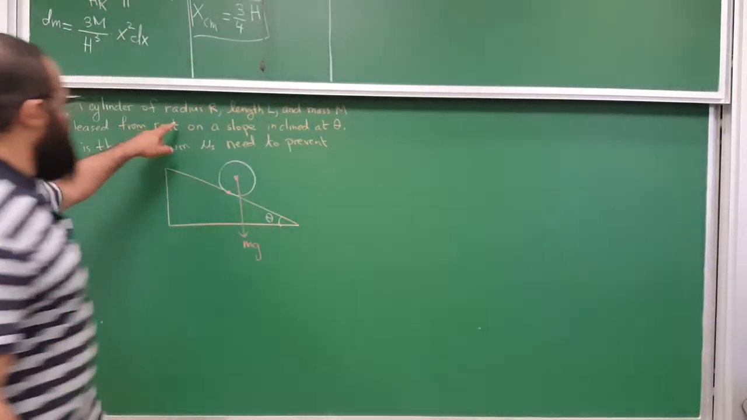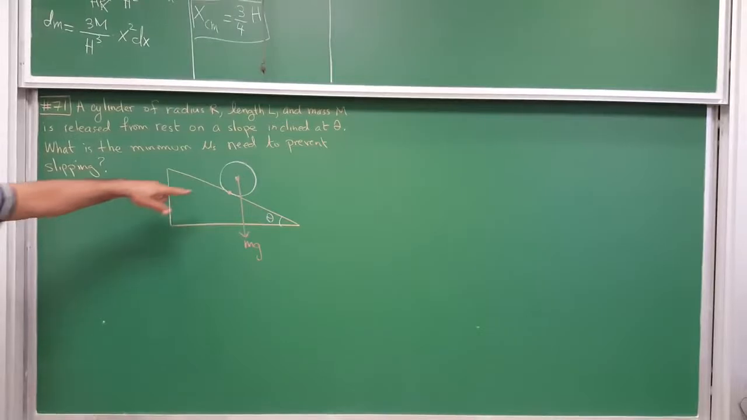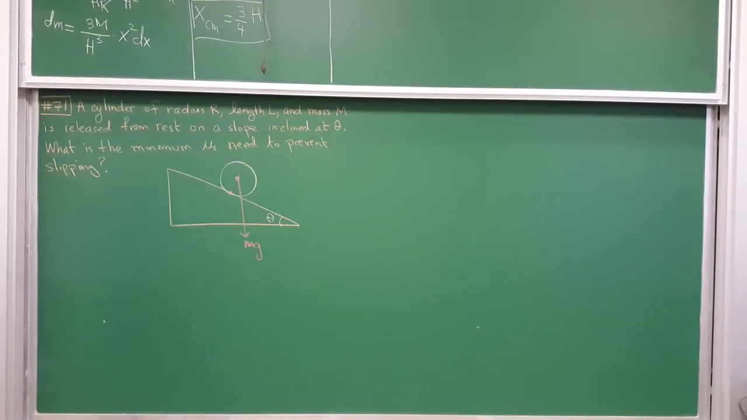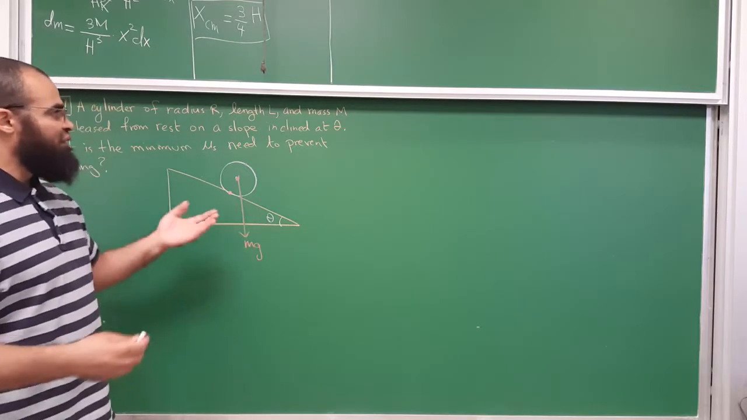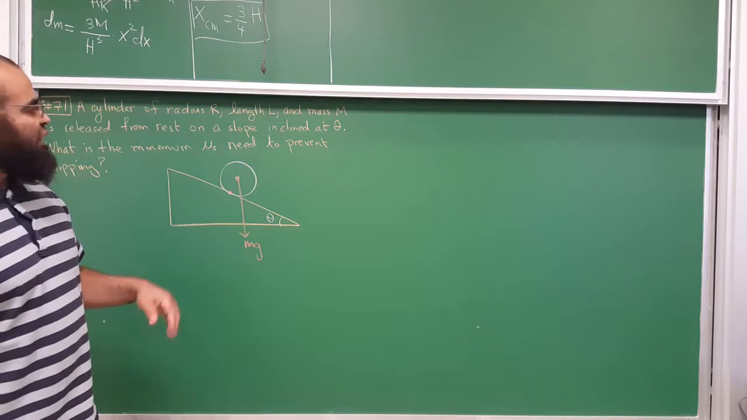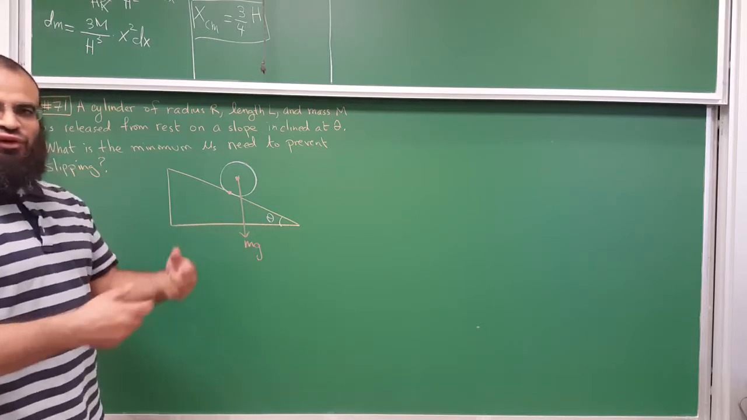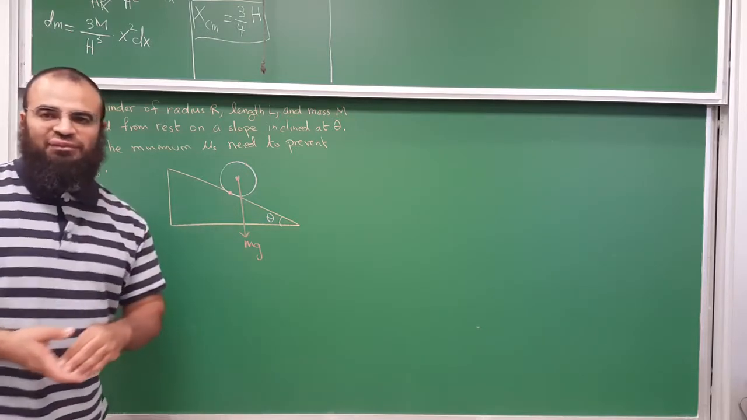So we have a cylinder of radius r. The length of the cylinder is L. All we care about is a cylinder. If it's a cylinder and it's rolling, we only care about the radius. A cylinder rolling or a disc rolling, they're the same.